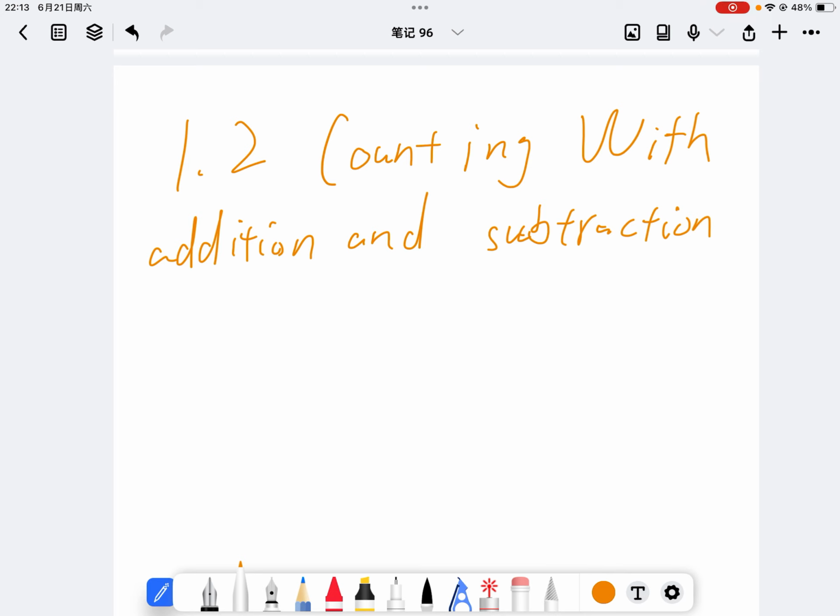Today we are going to introduce a very important skill in counting and probability, which is the Venn diagram. What is a Venn diagram? A Venn diagram is a diagram that can help you to count two or more overlapping groups.